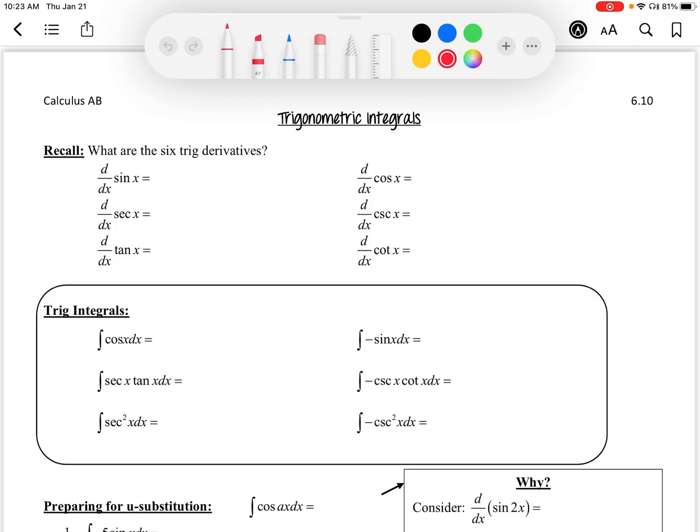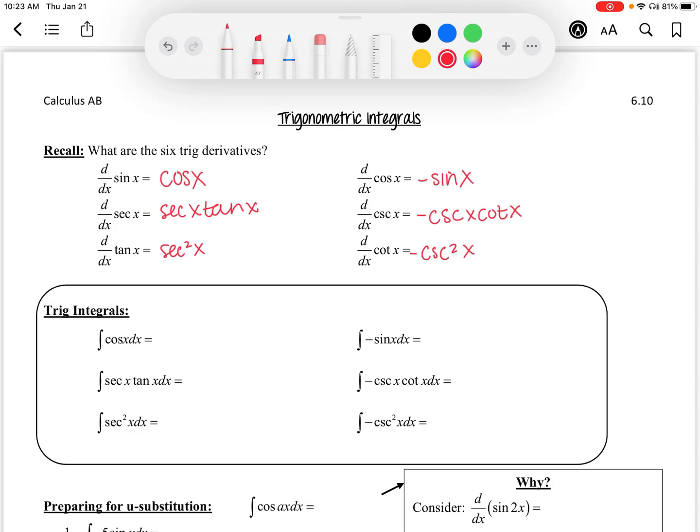The derivative of sine of x is going to be cosine x. The derivative of cosine is negative sine x. The derivative of secant is secant x tangent x. The derivative of cosecant is a negative cosecant x cotangent x. The derivative of tangent is secant squared x. And the derivative of cotangent is cosecant squared x with a negative in front of it.